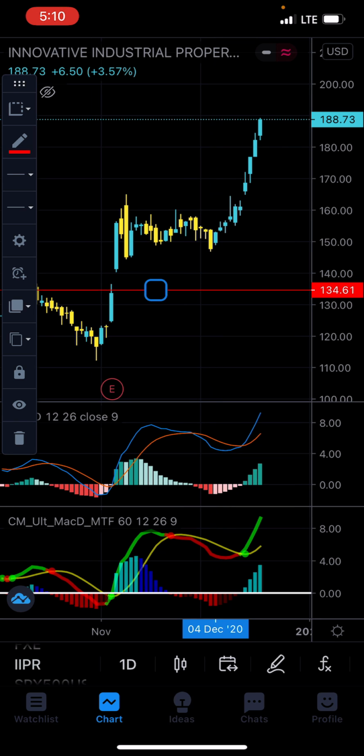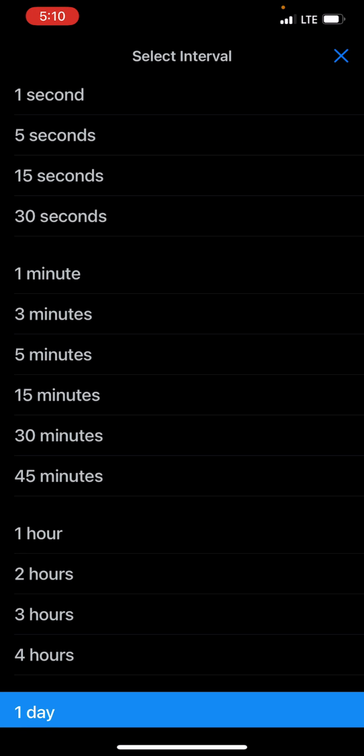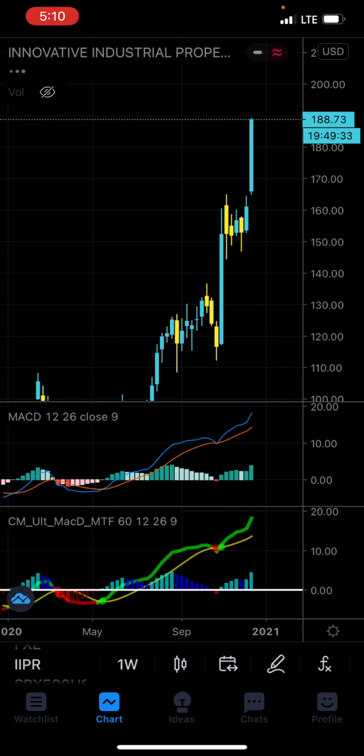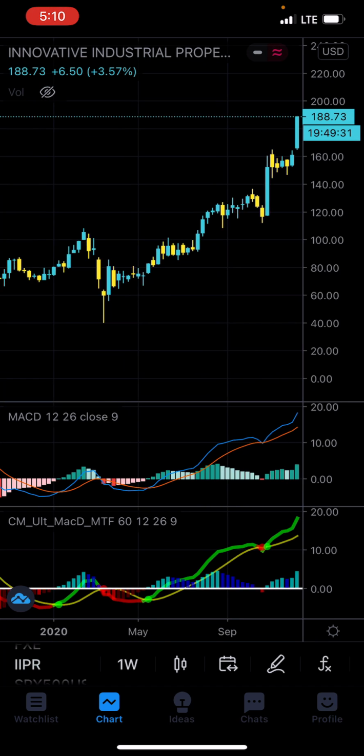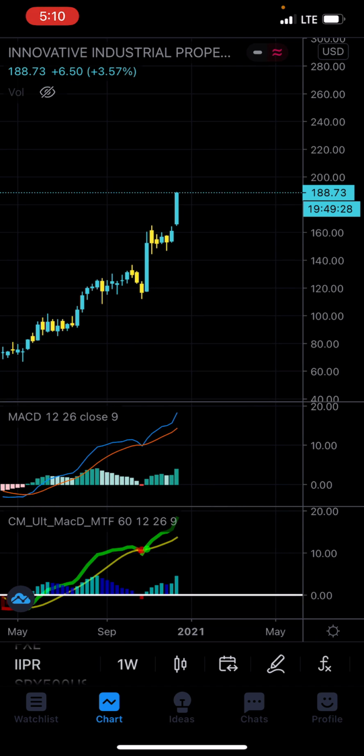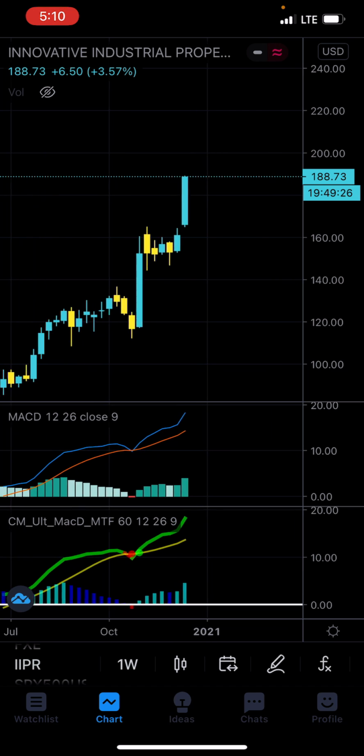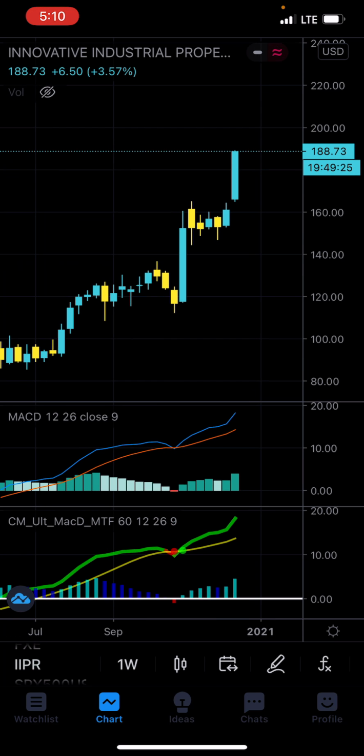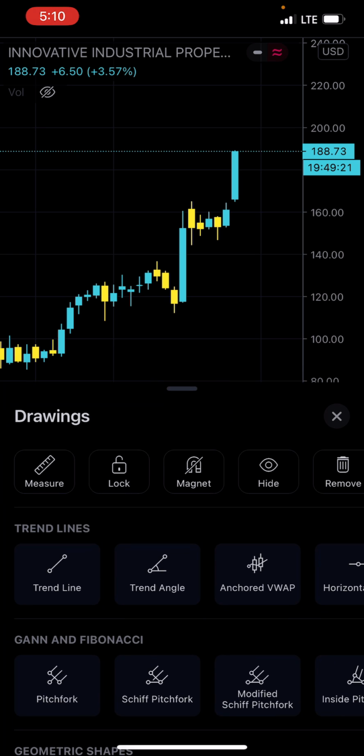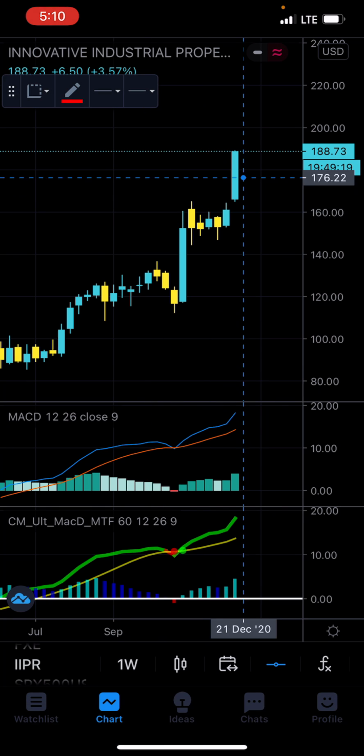I think because IIPR has been live for a while, we can do weekly price zones. We can probably do weeklies, just to get a better understanding of where price is going, can go, and what exactly is happening, right? So we'll set price zones for a week because this has been moving so much.